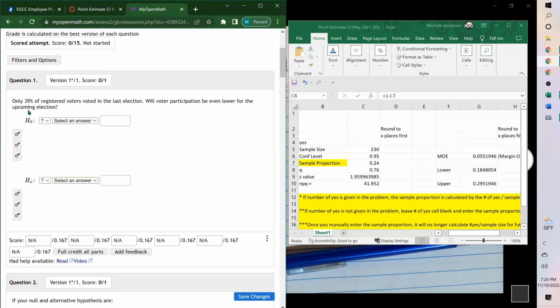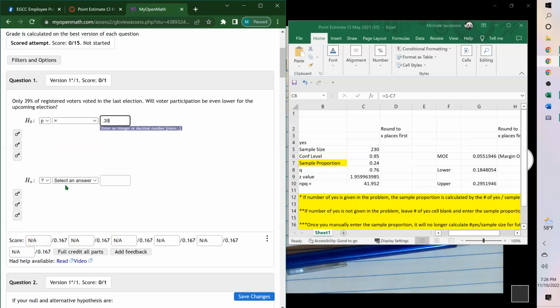So this is our hypothesis. This is a proportion, so it will be a p instead of a mean. If they said the mean or the average number of voters, then it would be mu. But since it's a percent, it's a proportion. This should be equal to. And then this is your value written as a decimal, so 0.39.